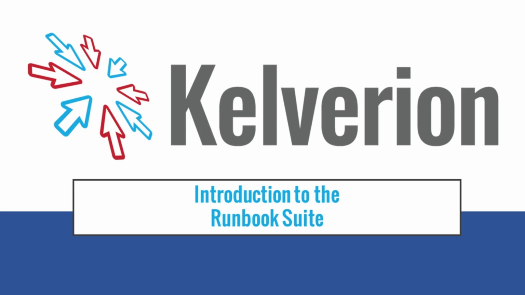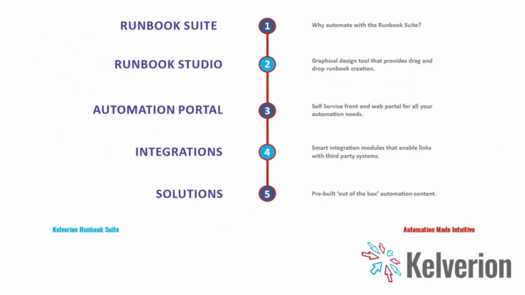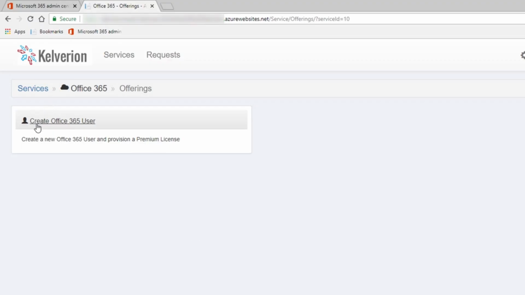The Runbook Suite contains a number of products all working together to provide an end-to-end solution. So those products are the Runbook Studio, the Calvarian Automation Portal, Smart Integration Modules, and our end-to-end solutions. In a moment we're going to take a look at some of those products and the solution for deploying Office 365 users. We're going to start by taking a look at the Automation Portal.